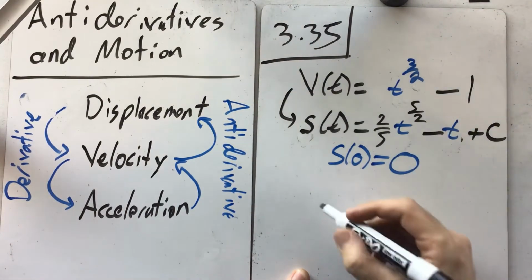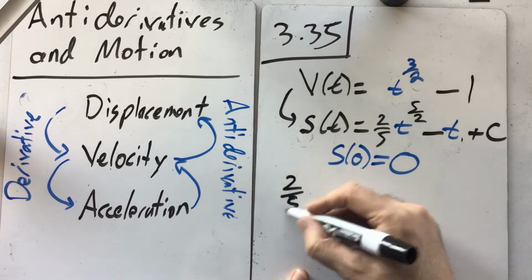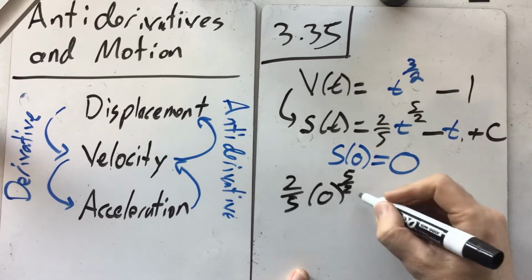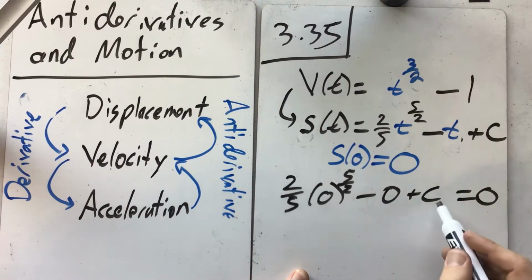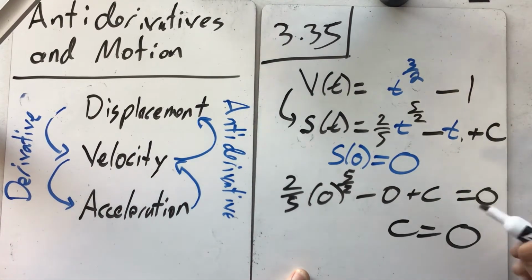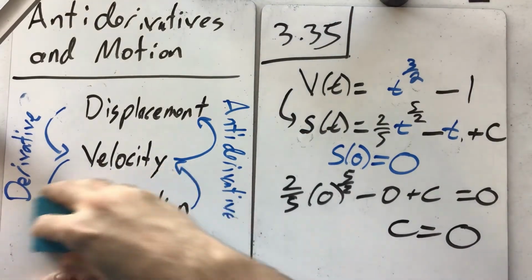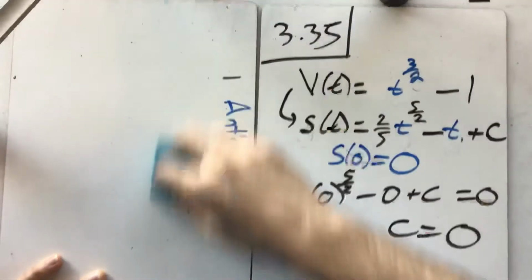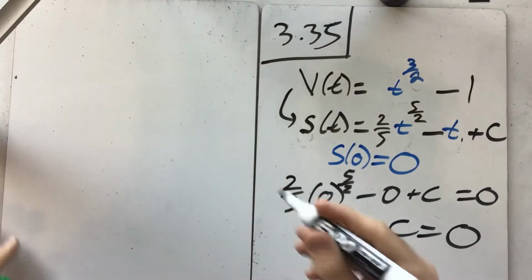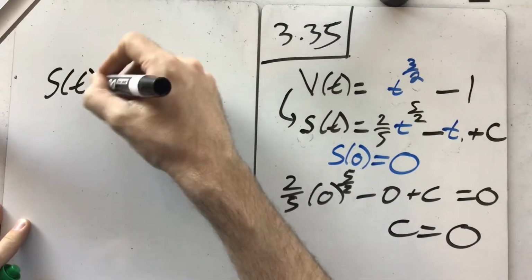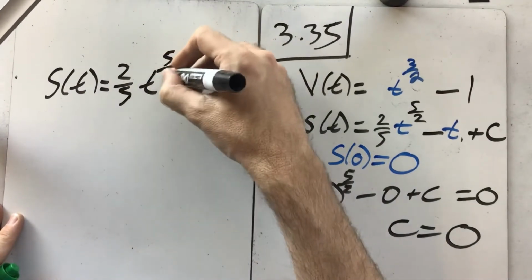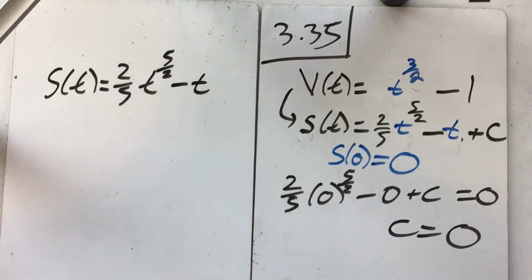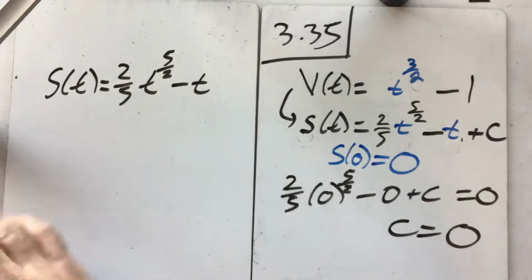So what am I going to do? I'm just going to plug 0 into this equation, and I'll get 2/5 times 0 to the 5/2 minus 0 plus c equals 0. You'll get 0 minus 0 plus c equals 0, and so c equals 0 is our constant. So that's great. That gives us our s of t equation. Our s of t equation is now 2/5 t to the 5/2 minus t plus 0, so I don't even need to write that down. And now all I have to do is plug in 16 to find my solution.